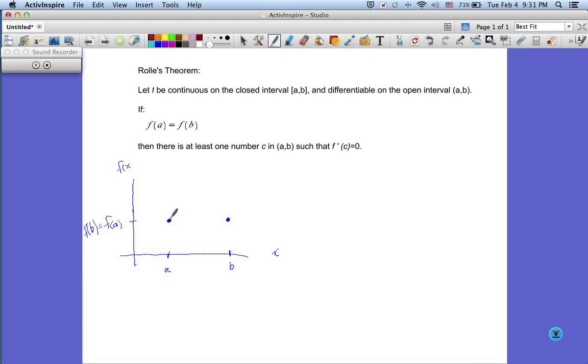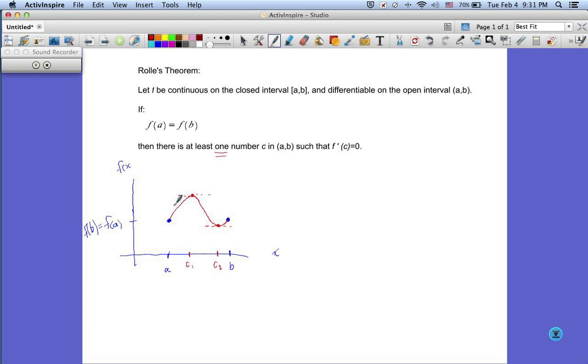So let's just do that. Okay, we're guaranteed at least one number. Well, in this case, I have a horizontal tangent line there and a horizontal tangent line there, occurring at two different values. Let's call them C sub 1 and C sub 2. So what this is stating is that if you have two x values that give you the exact same y value, you are guaranteed somewhere in between those x values to have a derivative equal to 0.